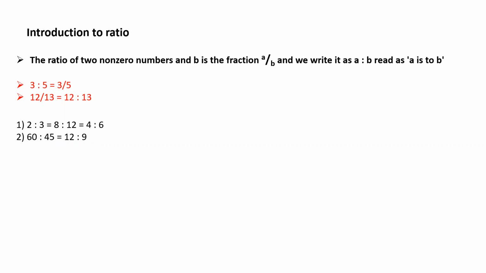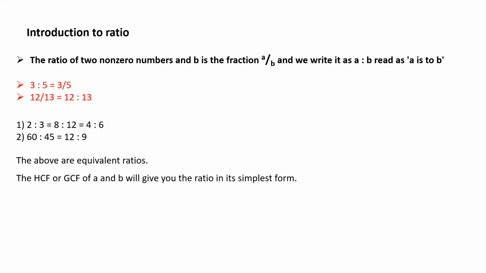Now we know what equivalent fractions are, which I have explained in another video. So we have equivalent ratios as well. For example, 2 is to 3. You just multiply both parts by the same number. So 3 into 4 is 12, and 2 into 4 is 8. So 2 is to 3 is 8 is to 12, which is again 4 is to 6. Similarly, 60 is to 45 is 12 is to 9. So the above are equivalent ratios.